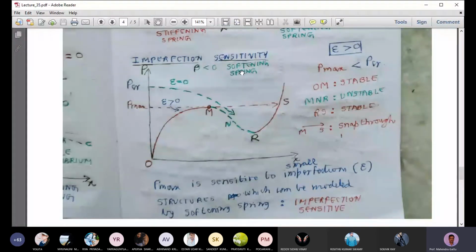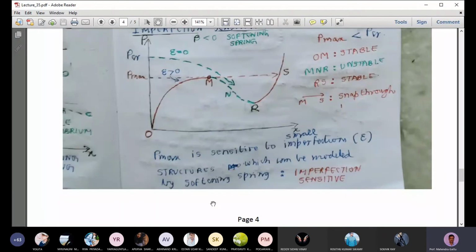So the structures which can be modeled using this softening spring, they are called imperfection sensitive. So epsilon is an imperfection in the column, and the maximum loads in the column are sensitive to these imperfections. If the imperfections are high, then the load which can be taken by the column is less. Okay, so whatever structures which can be modeled by softening spring, they are imperfection sensitive. And we can draw the P max by P critical diagram in the next slide.